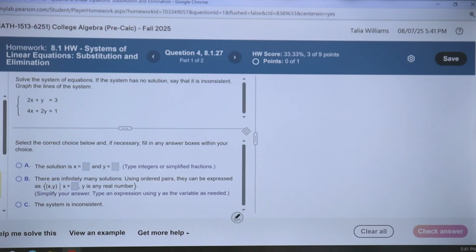Okay. 2x plus y equals 3. 4x plus 2y equals 1.